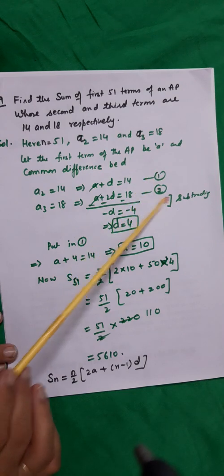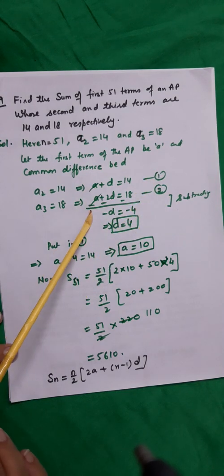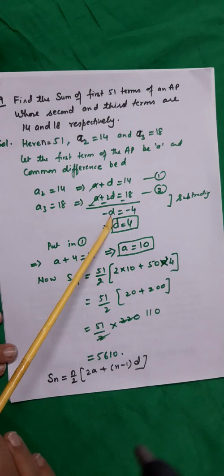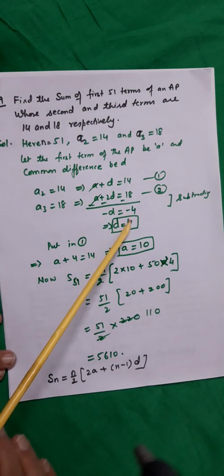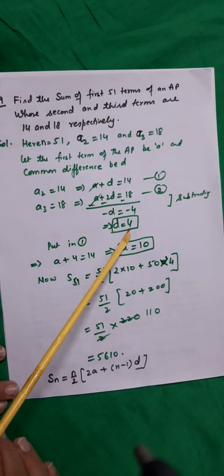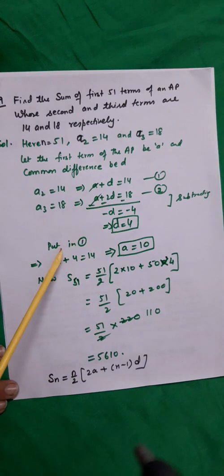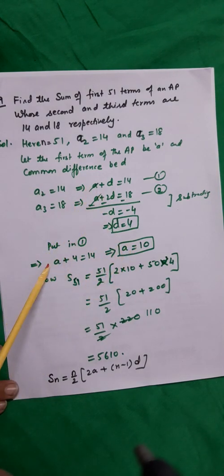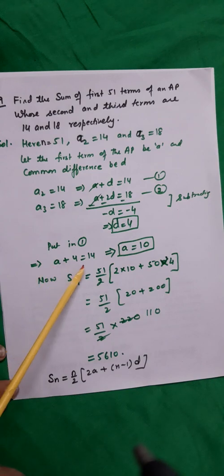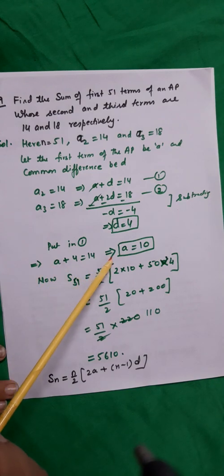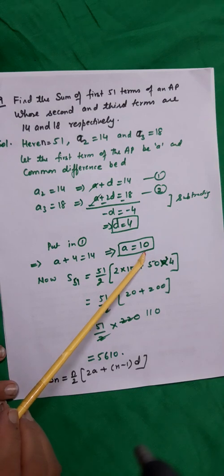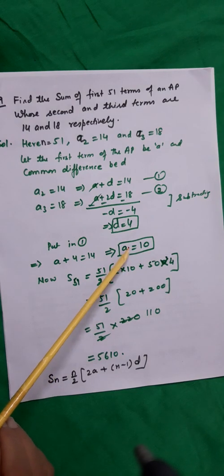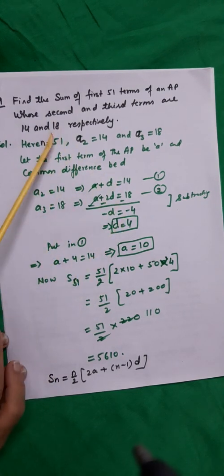Now these two equations can be subtracted. When I subtract, I get minus d is equal to minus 4, that is d is equal to 4. Now put this value of d in number 1, which implies a plus 4 is equal to 14, means a is equal to 10. Now you have the value of a, d as well as n.